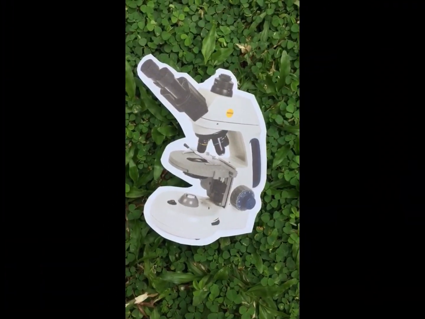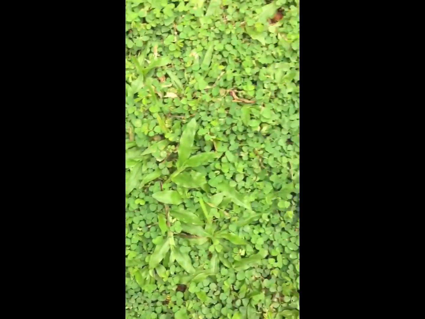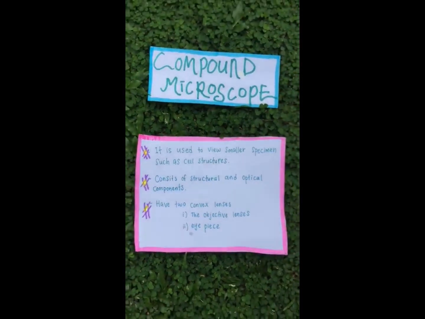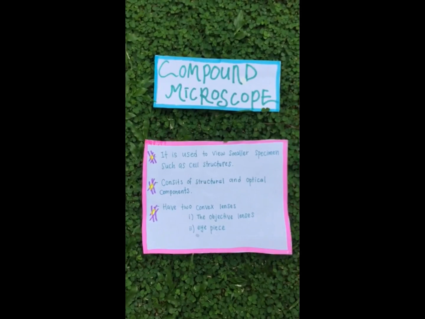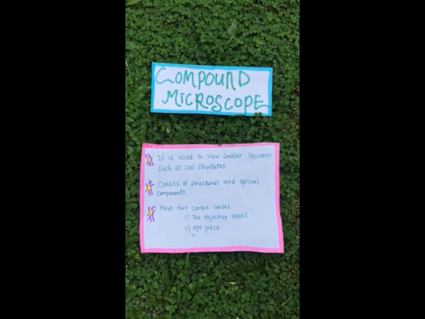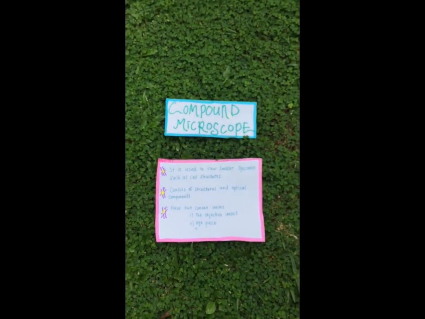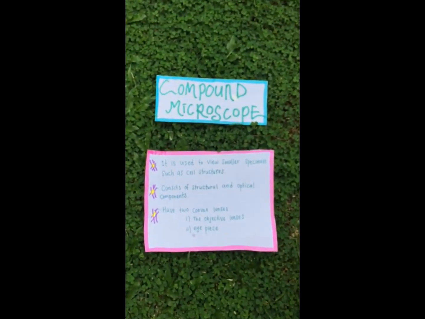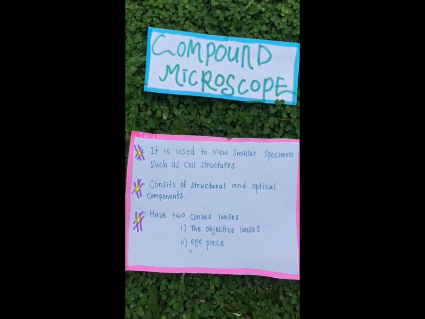Next is the compound microscope. It is used to view smaller specimens such as cell structures. Compound microscope consists of structural and optical components. It has two convex lenses, the objective lens and the eyepiece.